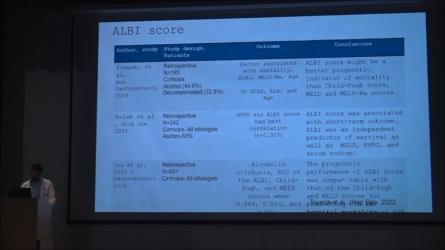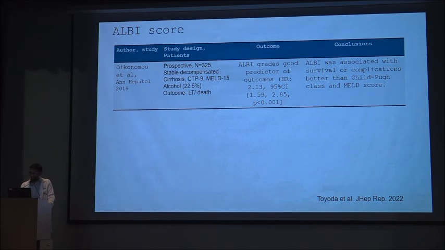LB score was a better prognostic indicator of mortality than CTP or MELD sodium. In another study, also with all etiologies, 53% had ascites at baseline, and HVPG and LB score had the best correlation, and LB was independently associated with prediction of survival. Then in another study of alcoholic cirrhosis, the performance of LB score was comparable to Child and MELD scores, and it has also been studied in various other patient profiles.